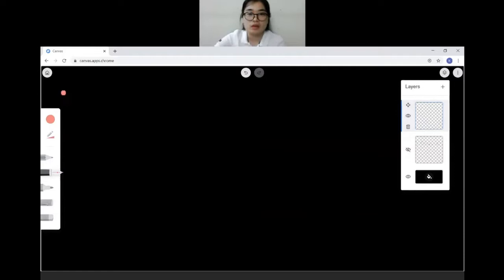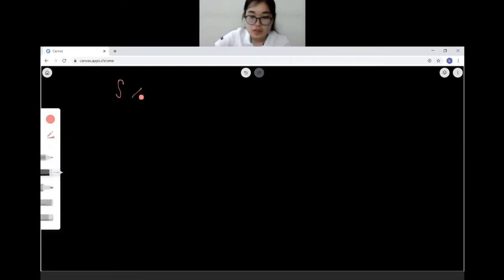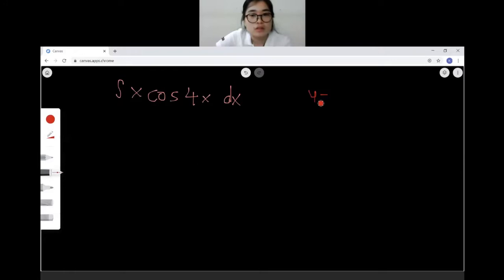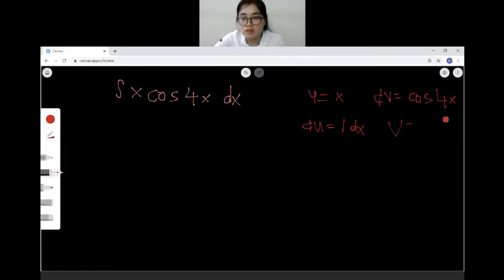Okay, the question just now is this one, right? How should we start to do first? First thing, what should we do? Find u. Yes, find the u first. The u will be x. And the du is one dx. Yeah, dx, okay. And then the dv? Cos 4x, right? Okay, so integration for the dv, the cos 4x will be sine 4x over 4.